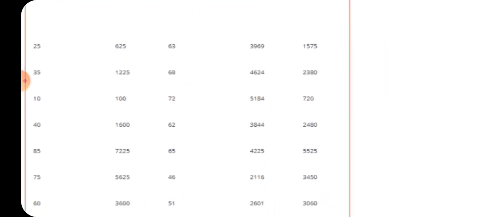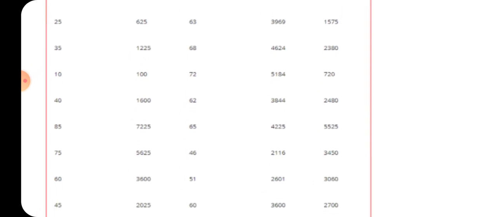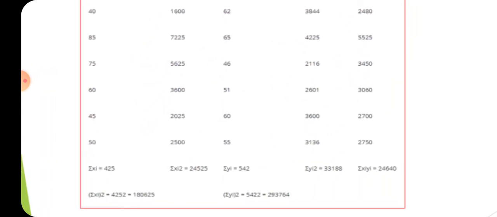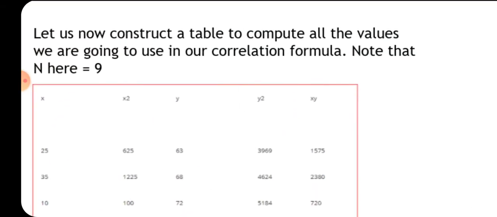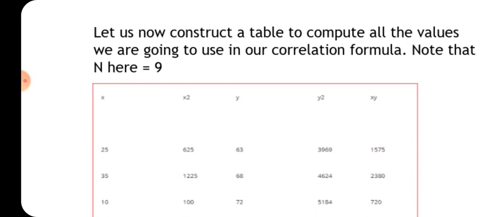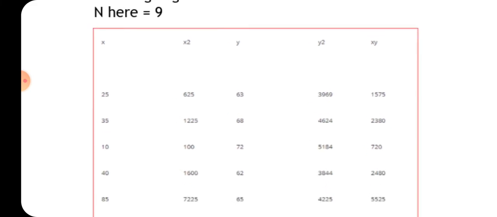Similarly, y is given in the problem. Y square you have to calculate. What is y square? The respective y square values are 3969, 4624, 5184. 60 square is 3600. 55 square is 3136. So sigma y square is 33,188. Now last column is x into y. What is x into y? 25 into 63, which is 1575. 35 into 68, which is 2380.